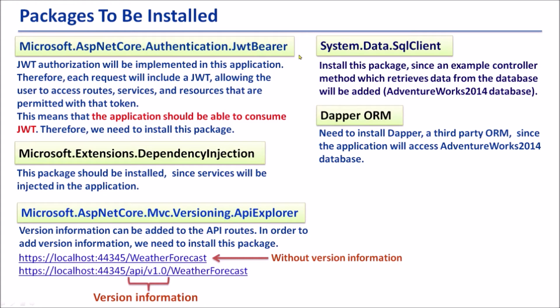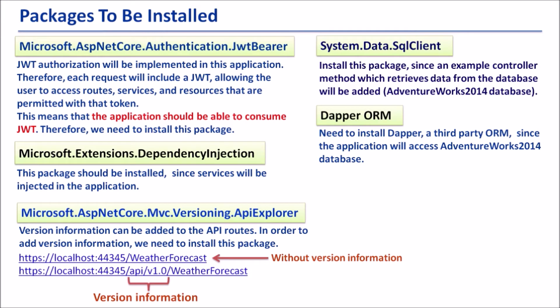The next one is System Data SqlClient. Install this package since an example controller method which retrieves data from the database will be added. I am going to access the AdventureWorks database and pull in some data from the database. So I need to install System Data SqlClient. Next, Dapper ORM needs to be installed. Dapper is a third-party ORM, since the application will access the AdventureWorks database.